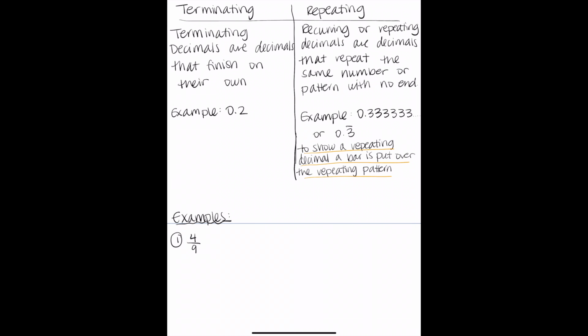For number 1, we have 4/9. And for this one, we can't multiply the 9 to turn it into a 100, so we're going to do the long division method. We're going to have our 9 outside and our 4 inside. We know that 9 doesn't go into 4, but 9 goes into 40. 9 times 4 gives us 36. When I subtract 40 and 36, I get 4 as my remainder.